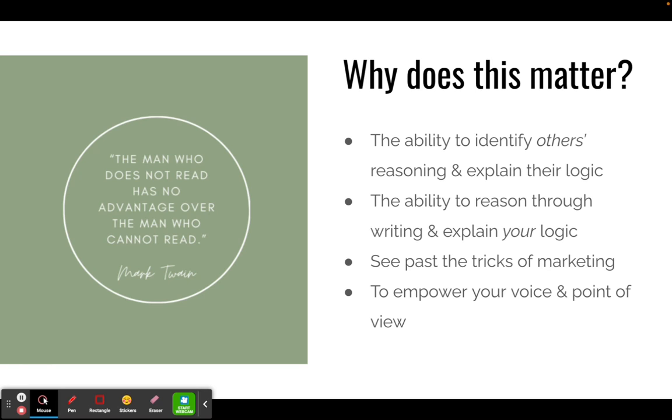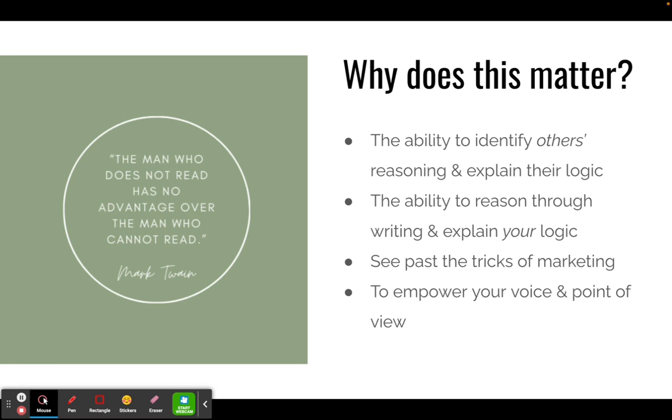Essentially, I believe that this unit is probably one of the most important ones in terms of skills that you'll get from this class. It's really important to have the ability to identify other people's reasoning and logic, to explain your own logic, to have the ability to reason through writing and explain your own logic when you're presenting an argument, to see past tricks of marketing and advertising, and then to give you a sense of empowerment with your own voice and point of view.